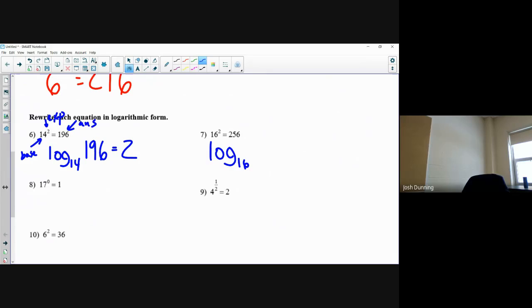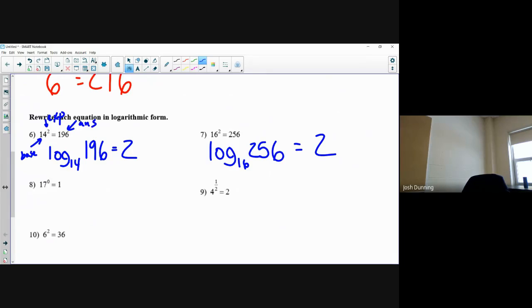Base 16 to get 256. And that's what this means. Hey, what power do you raise 16 to get 256? And the answer, 2. You knew that because it says it right above it. And I'll talk a minute about doing these on the calculator if you actually needed to use a calculator for this.